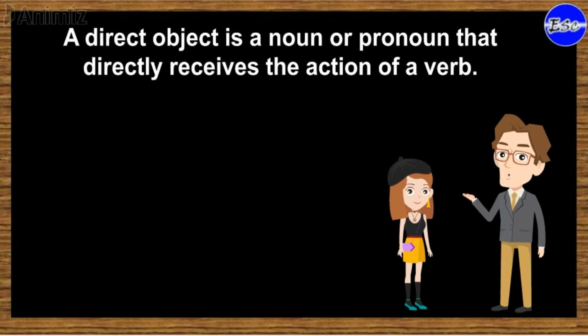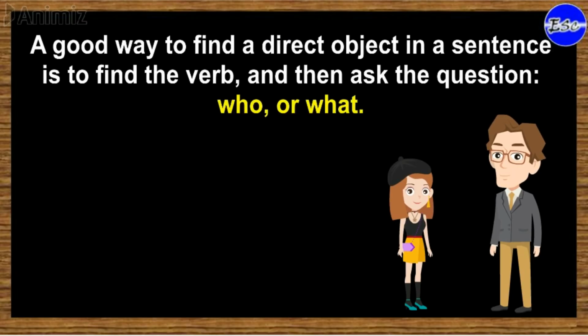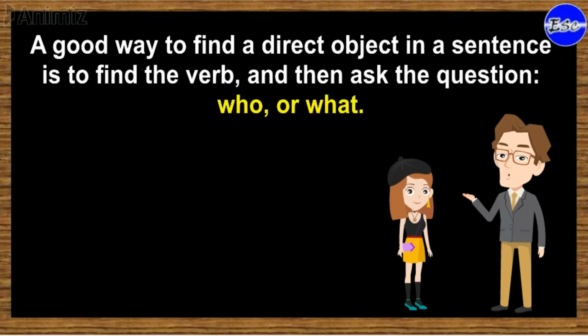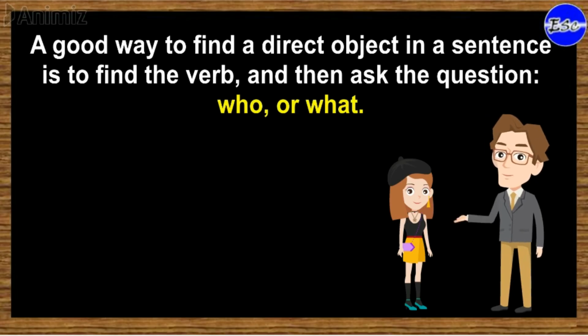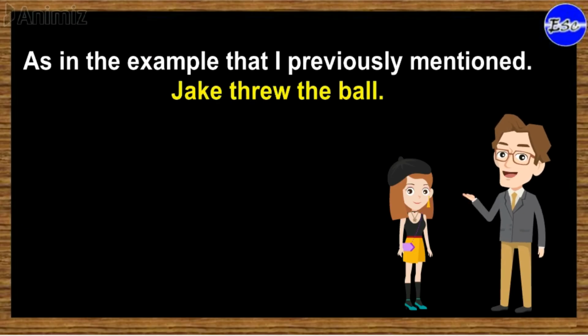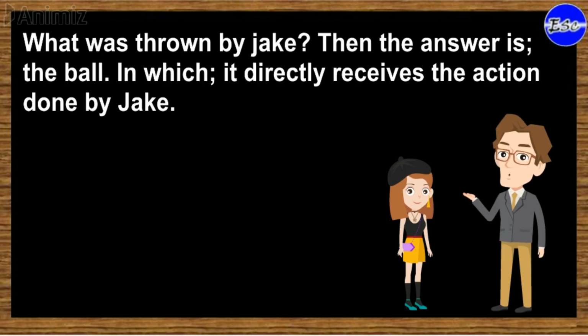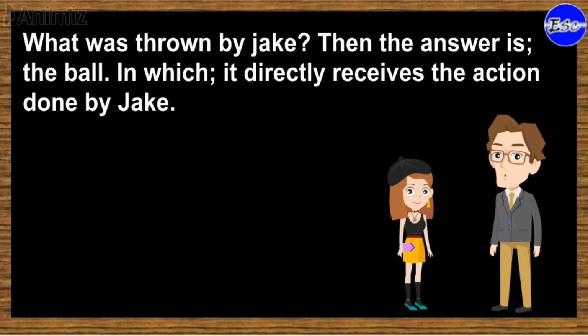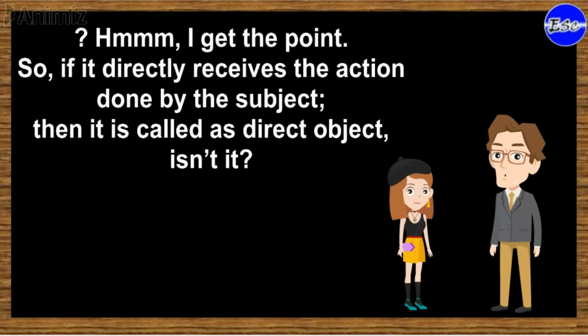A direct object is a noun or pronoun that directly receives the action of a verb. A good way to find a direct object in a sentence is to find the verb, and then ask the question, who or what. As in the example that I previously mentioned, Jake threw the ball. If we ask a question, what was thrown by Jake? Then the answer is, the ball. In which, it directly receives the action done by Jake.